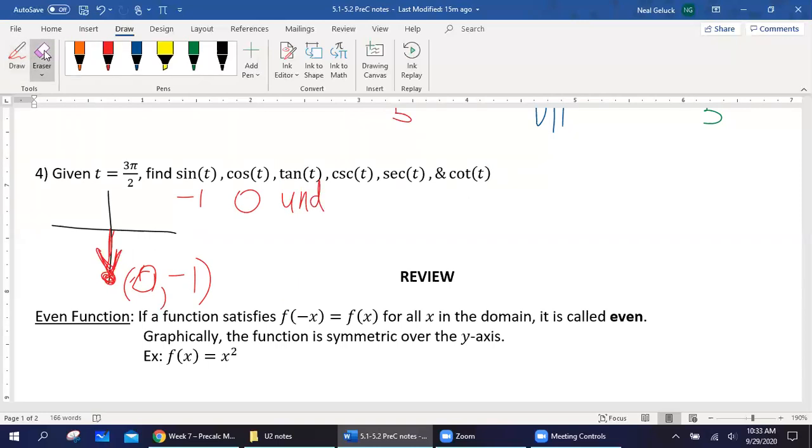Now, where students get messed up is on the reciprocals, the cosecant, secant, and cotangent. Remember, cosecant is the flip of sine. So think of sine as -1 over 1. If I flip that, it's still -1. This is where it gets a little funkier. The secant is the flip of cosine. Well, if cosine is 0, think of that as 0 over 1. If I flip that, I get division by 0, so the secant is undefined.